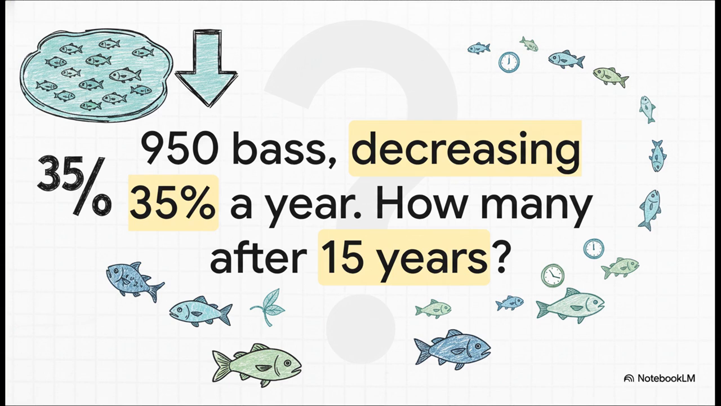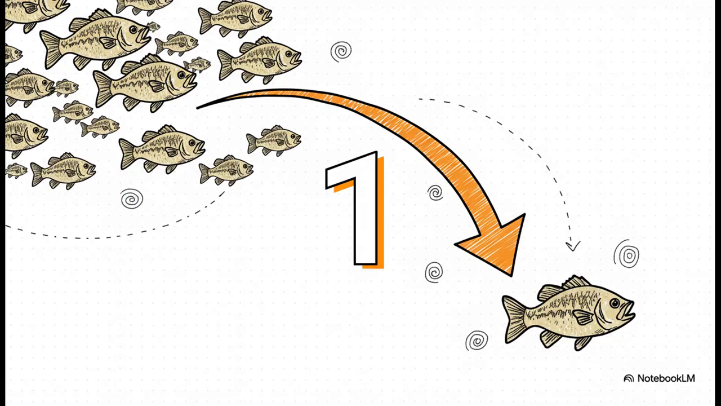Take a second, think about it. The answer is one. Just one. One single bass is left swimming in that entire lake. Isn't that wild? You start with almost 1,000 and you end up with one. That right there is the shocking, mind-blowing power of exponential decay. A steady drop can have an unbelievable result over time.